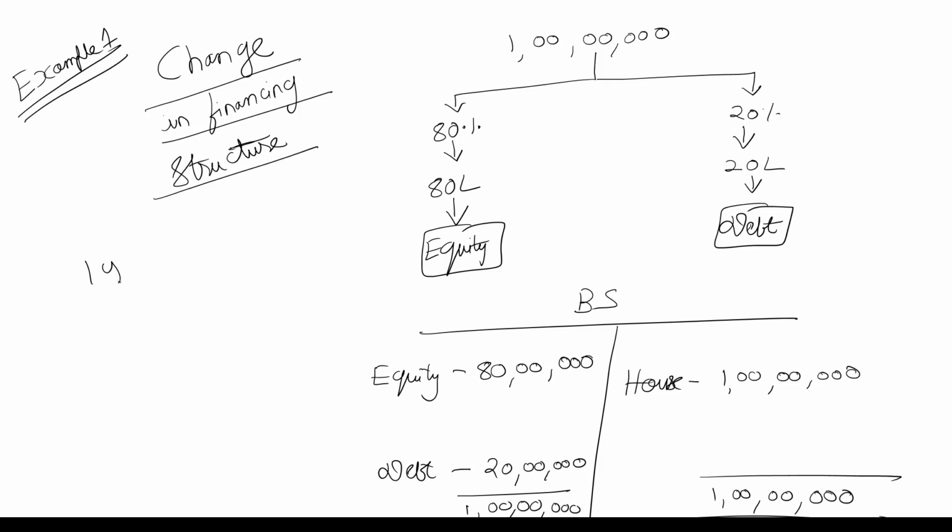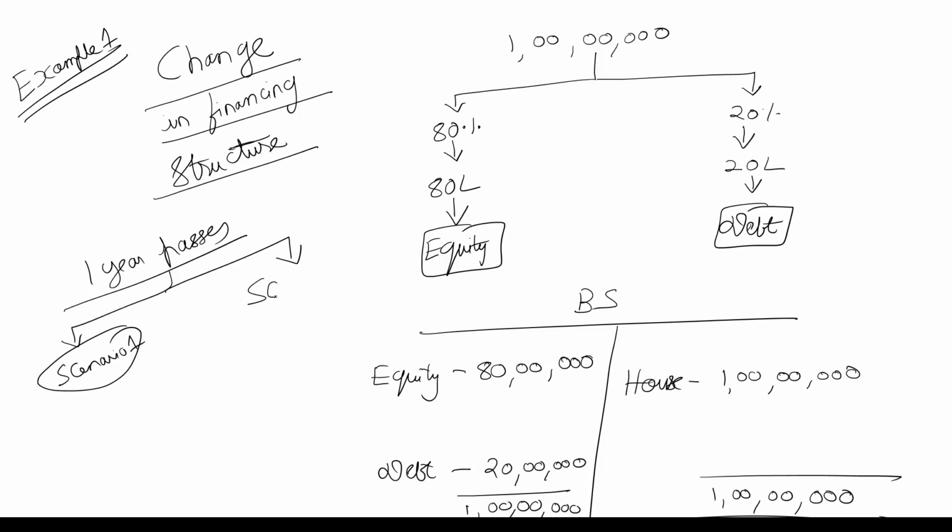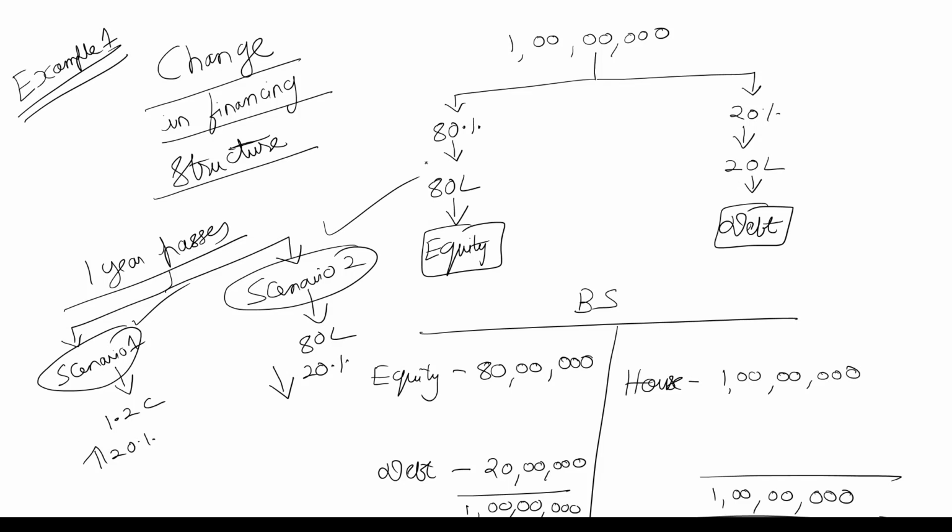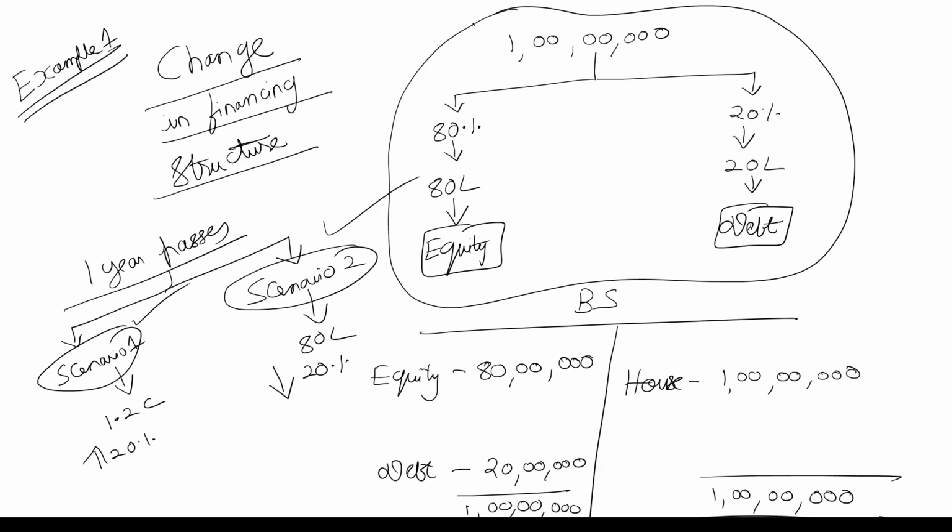Now, assume that 1 year passes and we have the same two scenarios. In both scenarios, property value is going to change, but in one we'll assume an increase, in another a decrease. So here let us say 1.2 crores and here let us say 80 lakhs. So we are talking about a 20% increase here and a 20% reduction here. Scenario 1, scenario 2. The same two scenarios we had in our discussion a little while back. We are going to have a discussion now also, but here we are going to capture the revised financing structure.